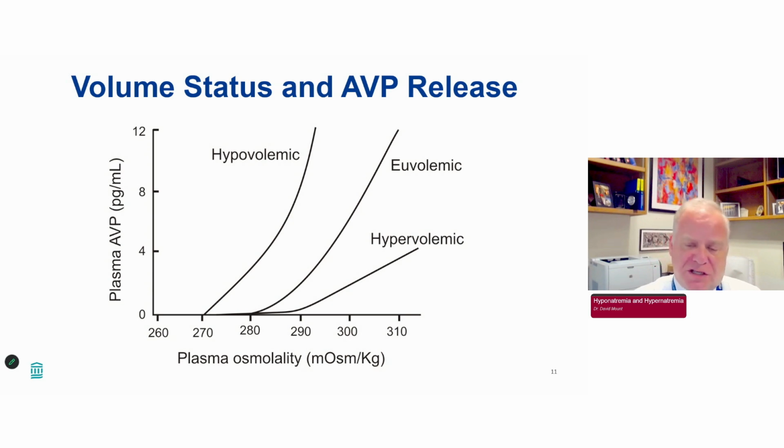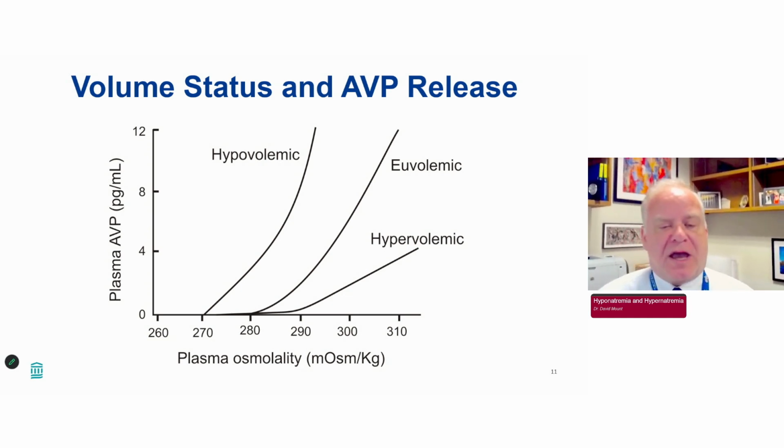This curve also changes in many different disorders. It changes in heart failure. It changes in pregnancy. And you can move between these curves. If you're hypovolemic and you're given fluid, probably through the mediator angiotensin 2 within the brain, you'll switch to the euvolemic curve, and vasopressin will go away, and you'll get a water diuresis.